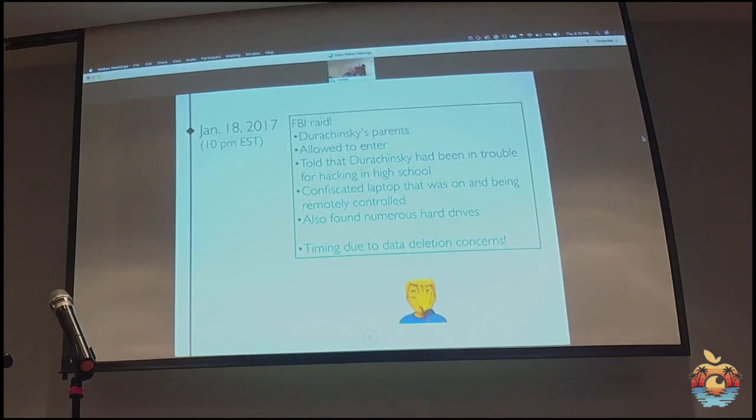And the FBI was shown into Durachinsky's bedroom, where they found a laptop that was just slightly ajar, according to the court documents. And it was currently on, and it was being remote controlled at that moment. So obviously the FBI was concerned about deletion of the evidence. They were concerned that Durachinsky was remoting into the machine and deleting everything that could tie him back to this malware. They were concerned that he'd been tipped off by some guy who published a blog post.